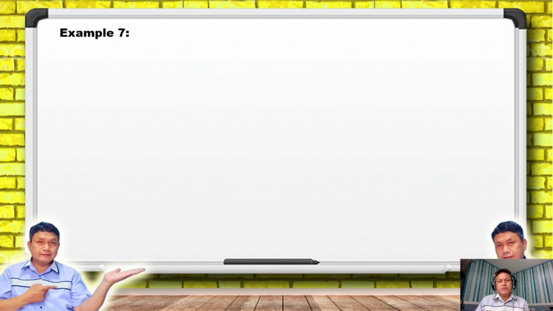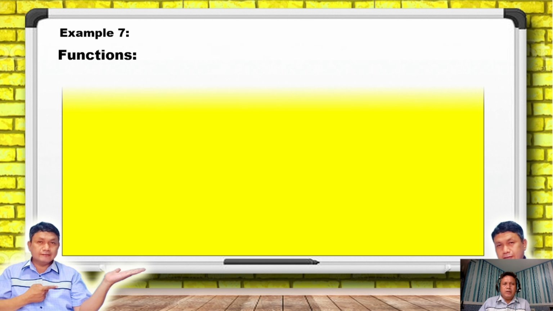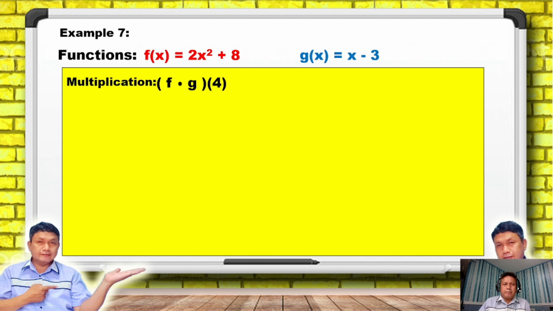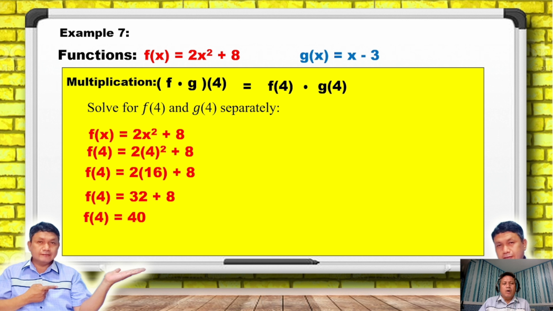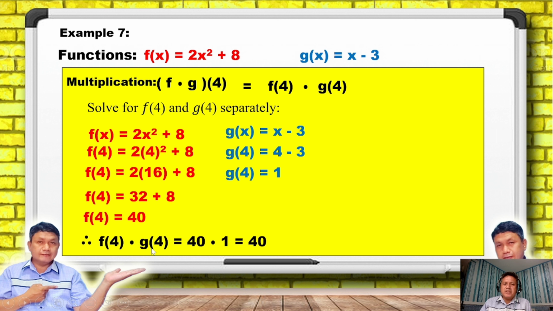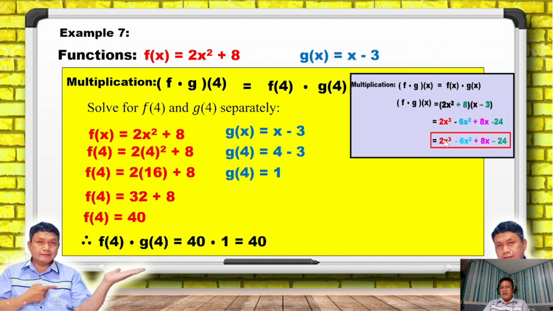Number 7 is also the same with our previous example. So, same pa rin ang given. Therefore, kapag kinuha natin ang f of x, it is also equal to, okay, 40. Now, kapag kukuhanin naman natin ang g of x, it is also equal to, okay, 1. Only the difference is that, ang mangyayari lang, i-multiply lang natin. Therefore, ang f of 4 times g of 4 natin is equal to 40 times 1 is also equal to 40. Now, to check if the answer is correct in our previous example number 3, ito po yun. Yan, sa multiplication. Ano yung sagot natin?